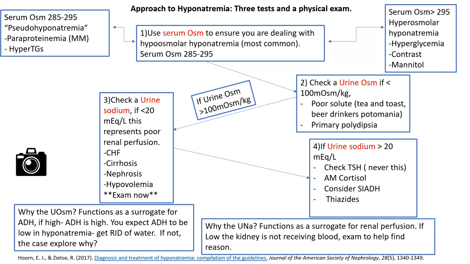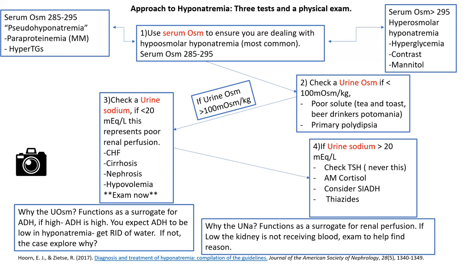So what's nice about this is if you get to number three and you have a low urine sodium, you do an exam. If they're hypervolemic, it's one of those top three causes, CHF, cirrhosis, or nephrosis. And if they're not hypervolemic, then you have to think it's likely hypovolemic. How are we doing? Cool? All right. So last thing, if the urine sodium is greater than 20, is there a stimulus to turn on antidiuretic hormone?